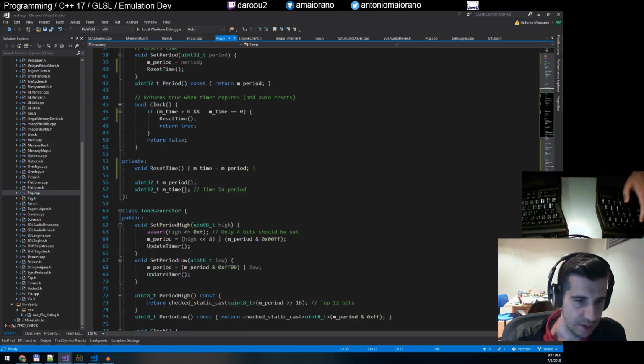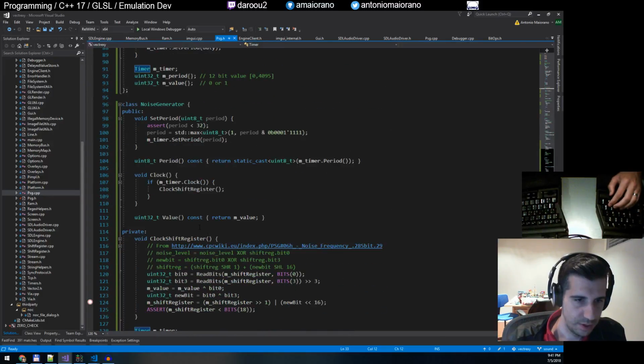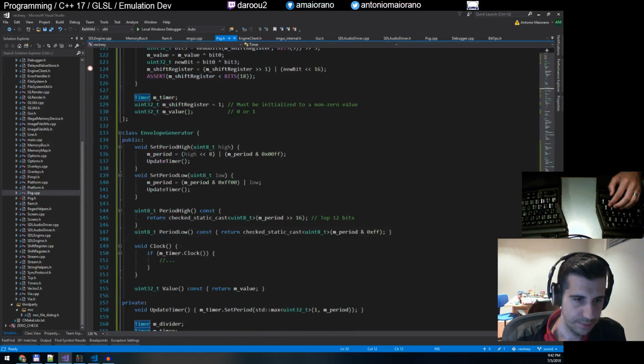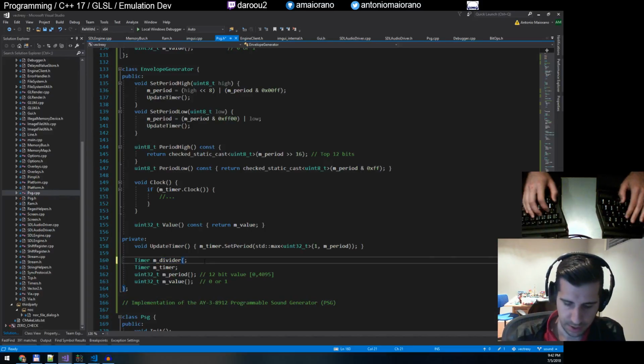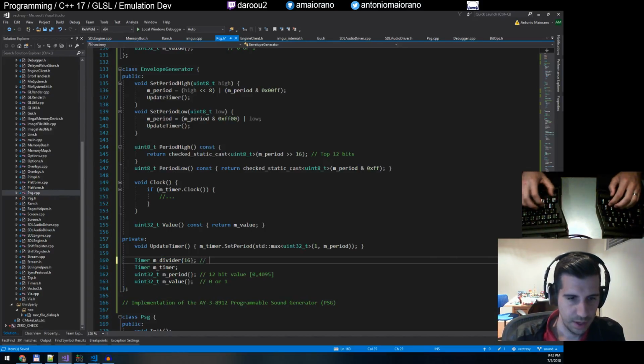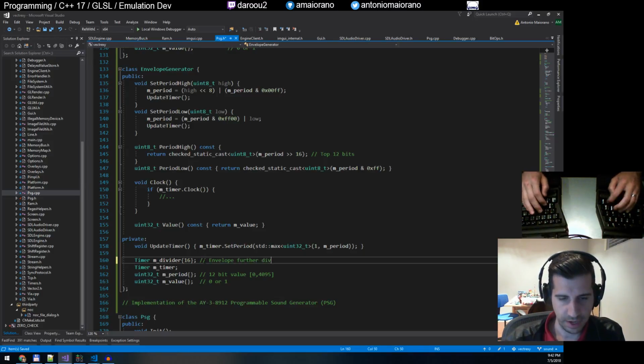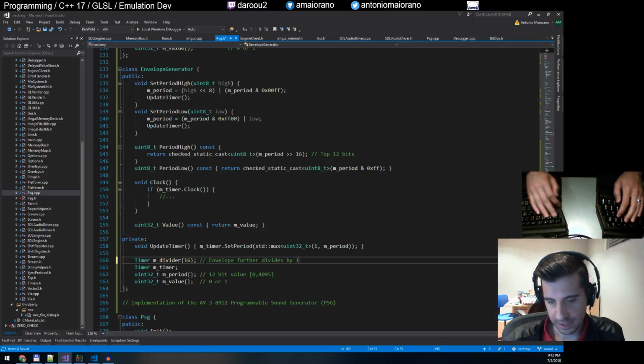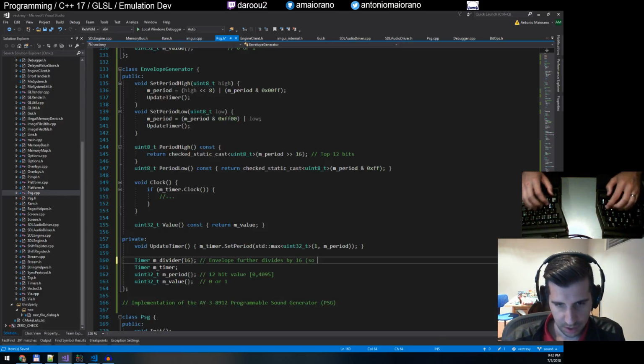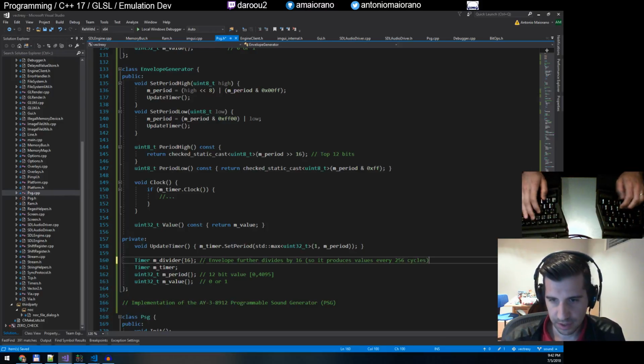And now this way, I can do 16. And I'll say here, envelope further divides by 16. So it clocks, or it produces values every 256 cycles.